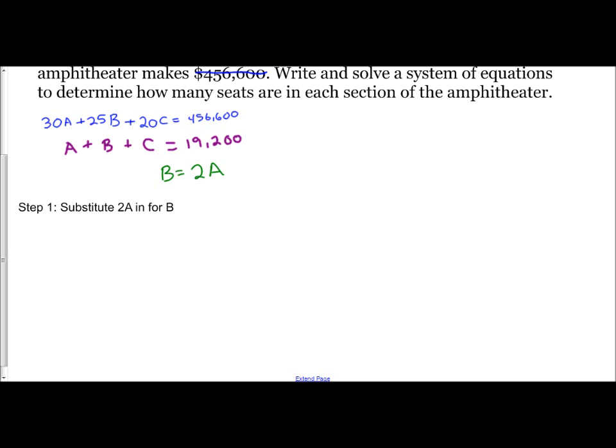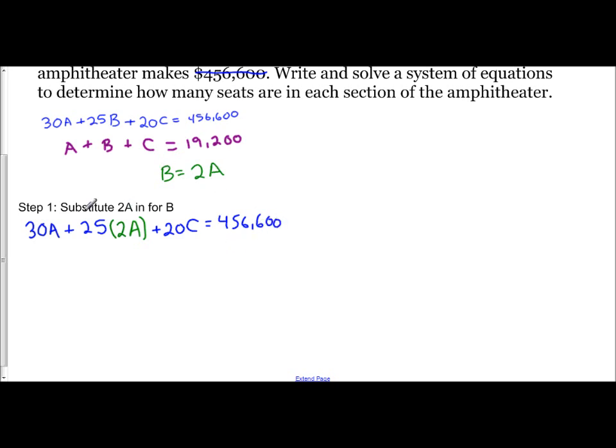And so I have for my first one, 30a plus 25b, but we see that b is actually 2a, so 25 times 2a, and then we have plus 20c equals 456,600.